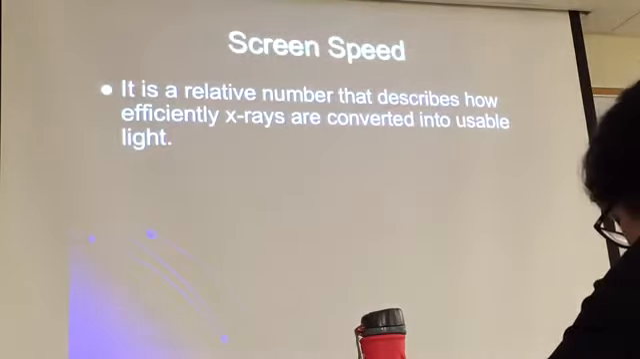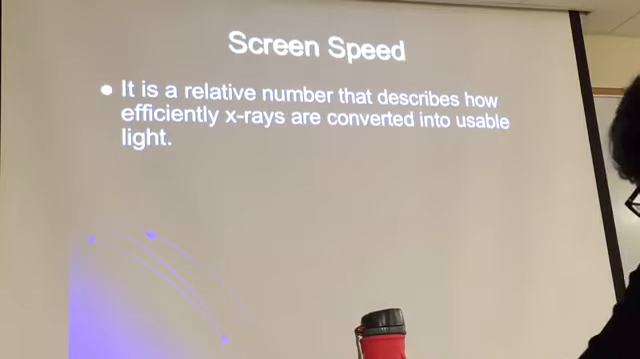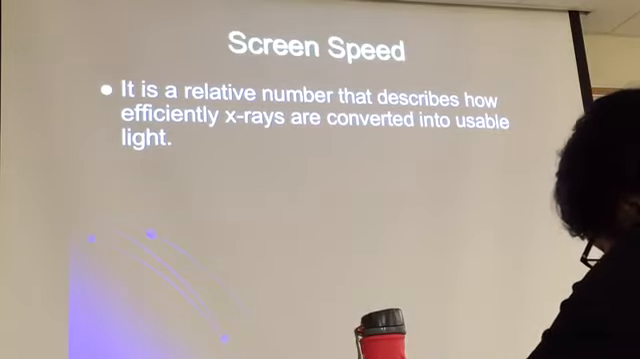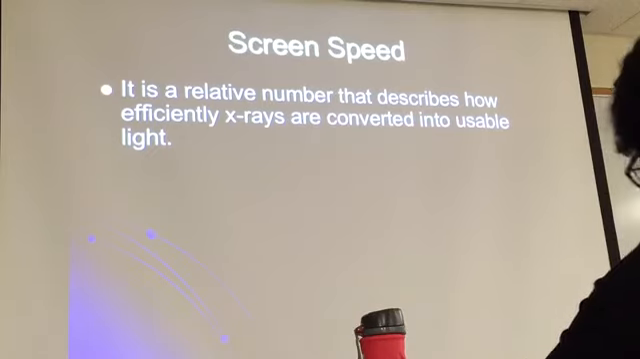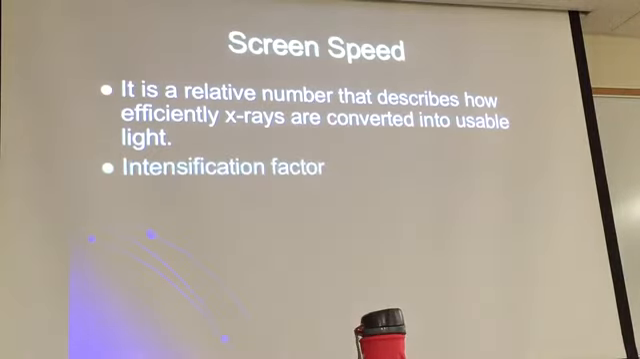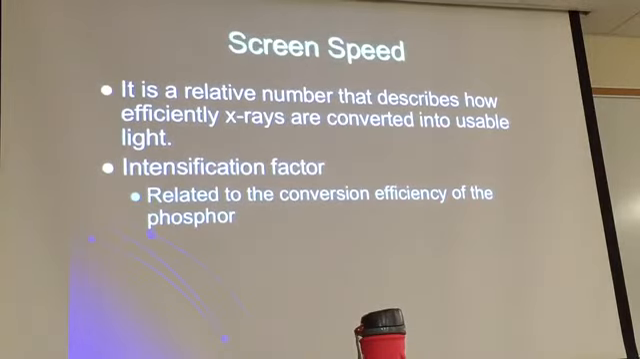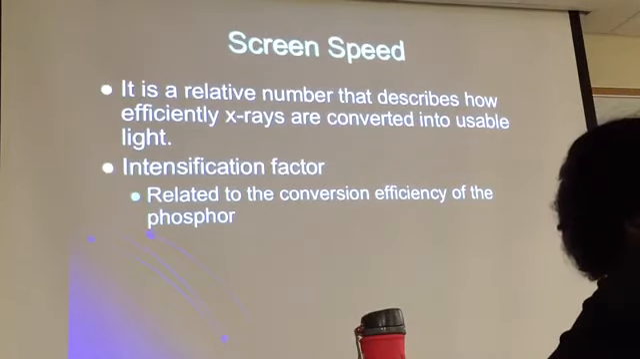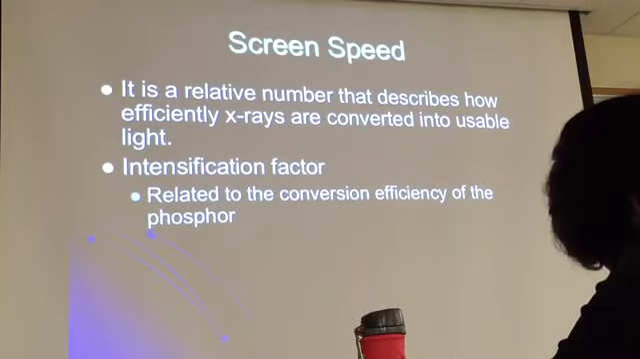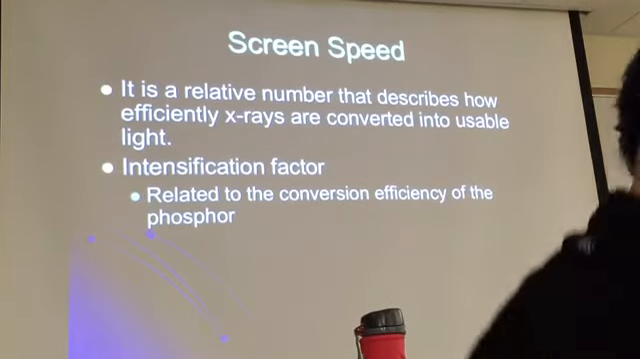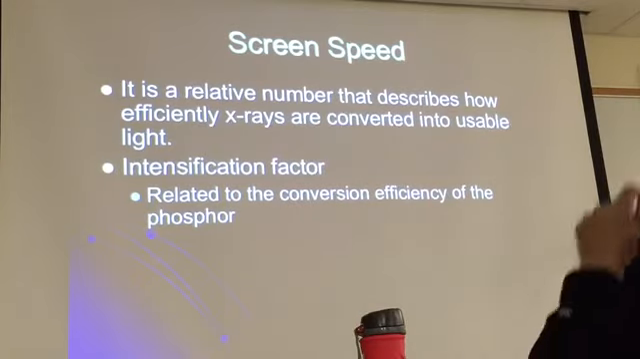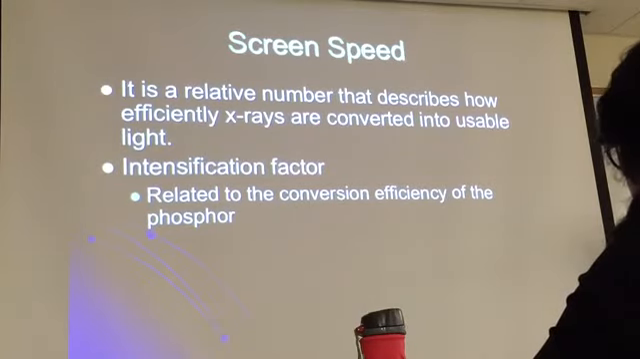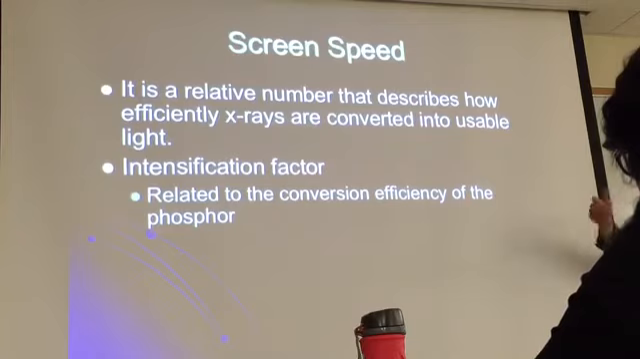All right, screen speed is a relative number that describes how efficiently X-rays are converted into usable light. And we use something called the intensification factor, and it's related to the conversion efficiency of the phosphor. This is what I was describing to you before. Meaning, what is their ability to turn whatever they get into visible light? That's what this is saying.